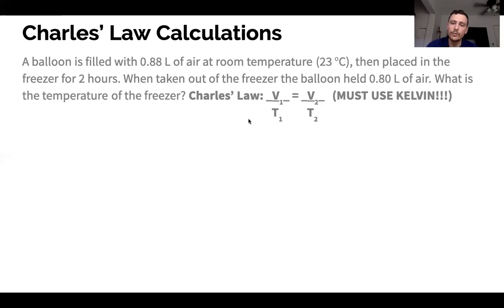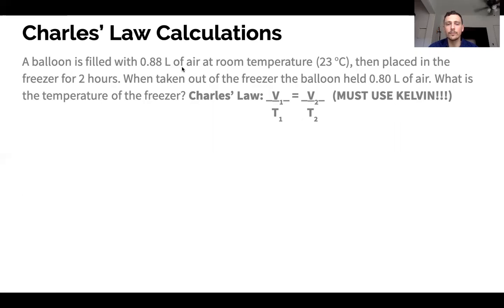So we use Charles's law, which is V1 over T1 equals V2 over T2, and we use Kelvin as our temperature. That's important, and I'll show you how to do that in a moment. Just like with all the other formulas like this, we try and find each variable individually. So V1, our initial volume: we know that the balloon is filled with 0.88 liters of air.